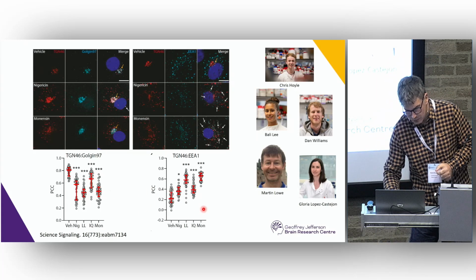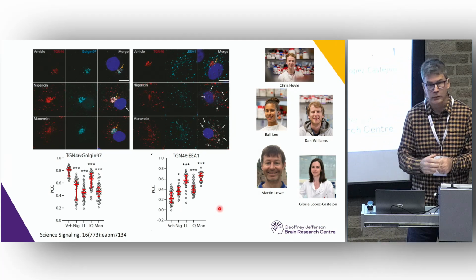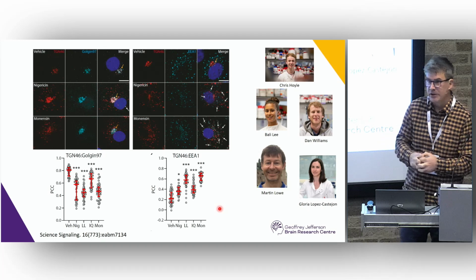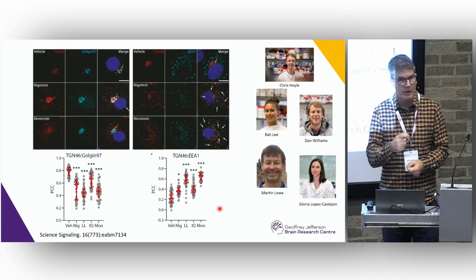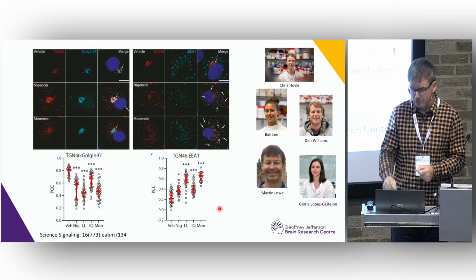Conversely, when we look at the co-localization analysis with endosomal markers, here we're looking at EEA1, which is a marker of early endosomes, we see an increase in co-localization, suggesting that when we're activating the cell with inflammasome activators, we are getting a disruption in the trafficking of endosomal cargoes.